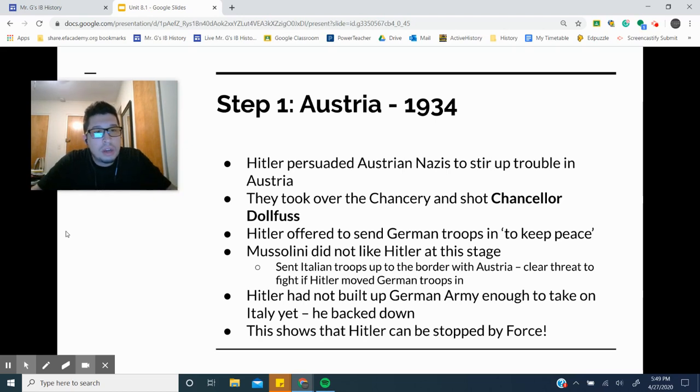Mussolini heard about what Hitler was attempting here, and Mussolini is going to march the Italian military to the border of Italy and Austria, and he's going to send a direct threat to Adolf Hitler, saying that if you march your troops into Austria, I'm marching my troops into Austria.